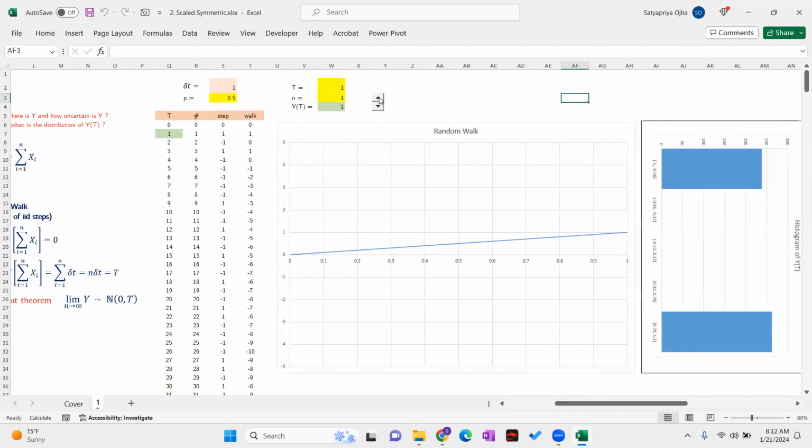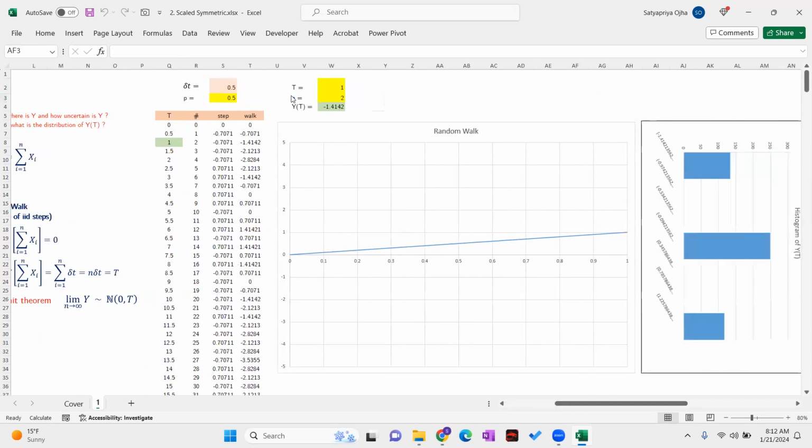Now let me increase the number of steps. When I make n equal to 2, my green mark moves down. It is always at time capital T equal to 1 because that is what I am interested in. I want to find out the final value of the walk after time capital T equal to 1. Right now it is this. You see everything got changed.